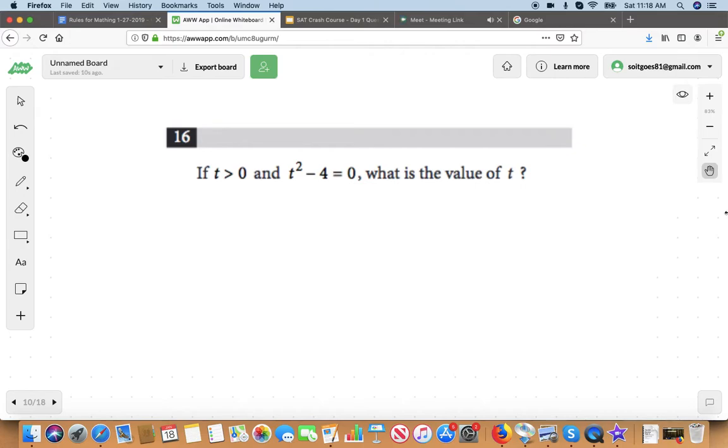Okay. Before we do any algebra, I'll bet you can look at this logically without doing any fancy operation and figure out what t has to be.